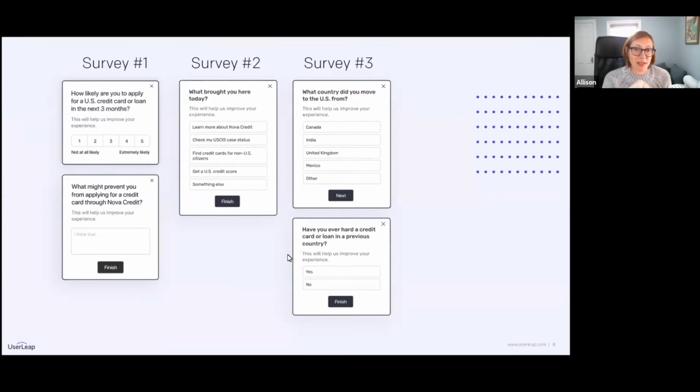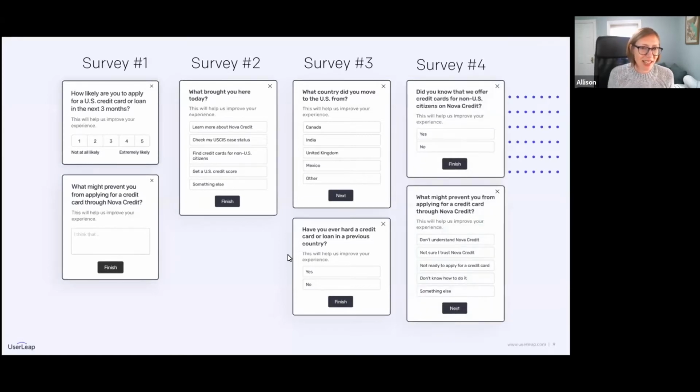So we did one last survey, and this turned out to really be the point that broke it open for them, where we took a step back from everything and just said, hey, did you know that Nova Credit offers credit cards for non-US citizens? Are people even aware of what Nova's doing while they're on the site? And secondly, going back to what those barriers might be, but this time rather than a straight open end, we used a closed-ended question, and we put in a couple of options based on what we'd learned from previous surveys and things that Nova Credit already knew from the research they'd done internally.